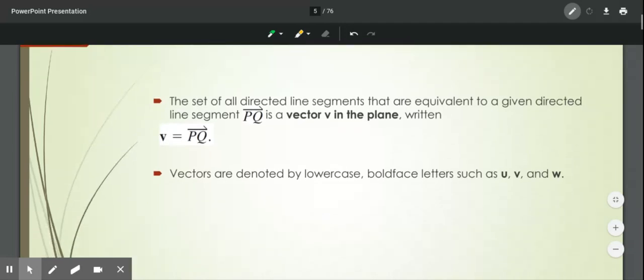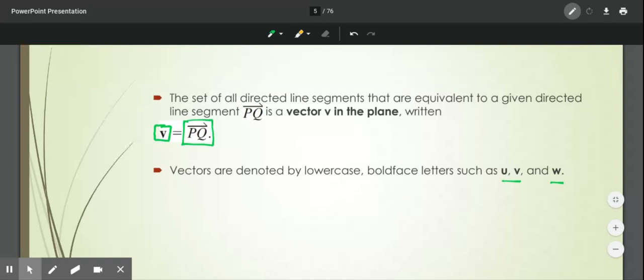So a couple of ways that vectors are written. You'll usually see them written as a lowercase letter that's bolded. Sometimes, though, you'll see them written as the initial and the terminal point with the direction arrow above it. But either one of those will tell you that you're talking about a vector. And remember, a vector is just that directional line segment.